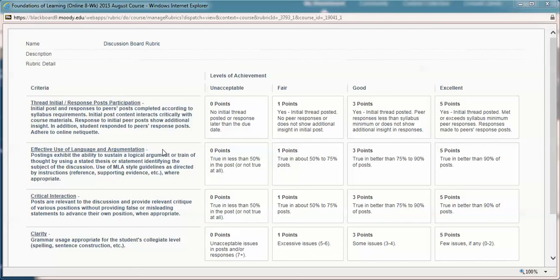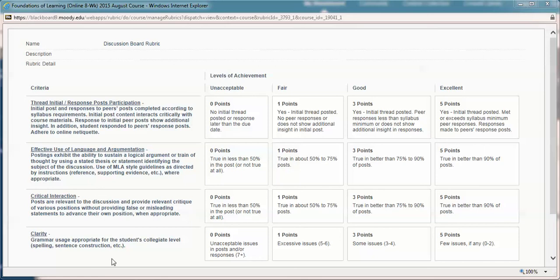The next thing that we're going to look at is critical interactions. In other words, are the posts that you're putting out there relevant to the question that's being asked, and do they provide critical critique of various positions without providing false or misleading statements? In other words, when you respond to somebody, if you happen to disagree, you are able to thoughtfully and logically present your information as to why you disagree with them. So that's what we're looking for.